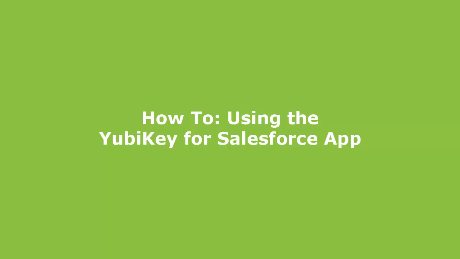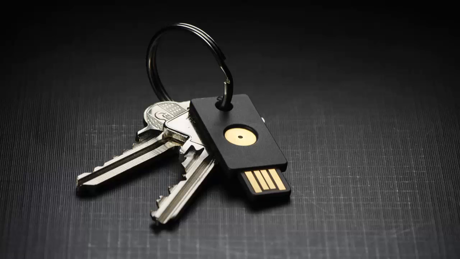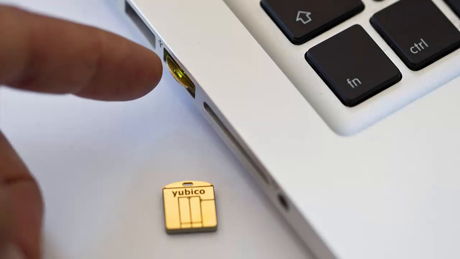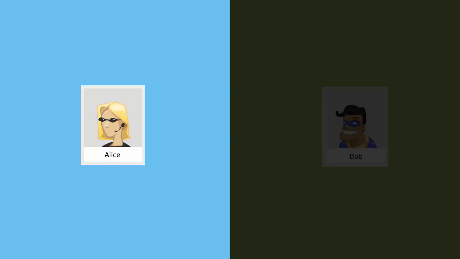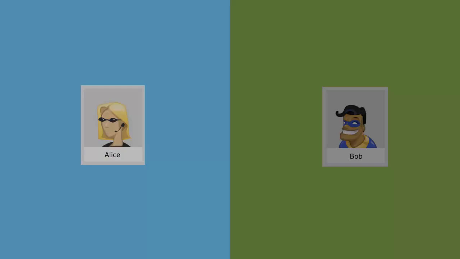In this video from our how-to series, I will demonstrate enabling two-factor authentication for your Salesforce accounts using the YubiKey for Salesforce app. This can be downloaded from yubi.co/sf. You will also need a YubiKey, which you can get from the Yubico store or via Amazon. I will demonstrate the workflow for two Salesforce users, Alice, the system administrator, and Bob, a regular user.